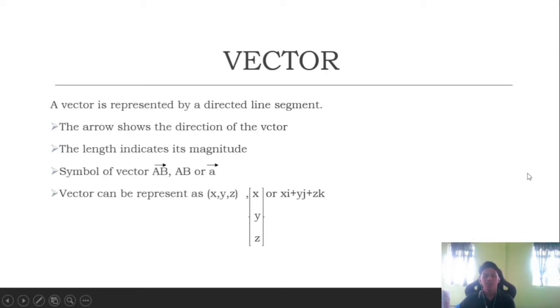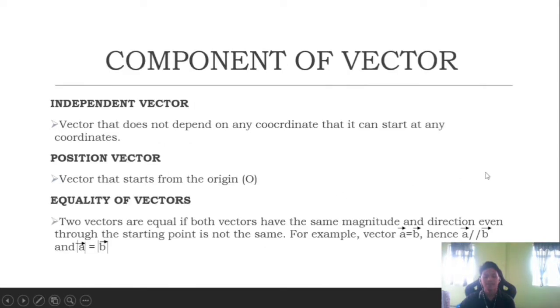Okay, we go to vector. A vector is represented by a directed line segment. The arrow shows the direction of the vector. The line indicates its magnitude. The symbol of vector AB has an arrow at the top, AB or A. A vector can be represented as (x, y, z) in a horizontal or vertical form, or xi plus yj plus zk.